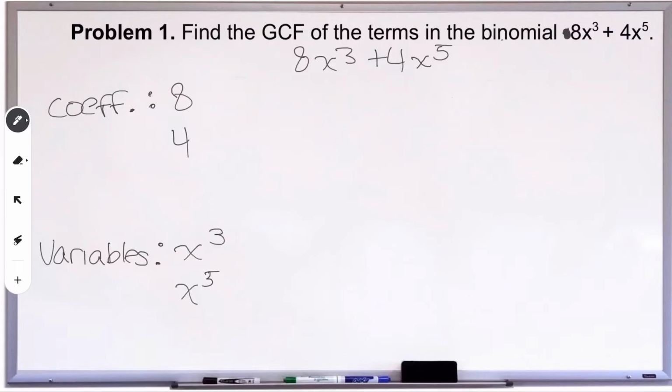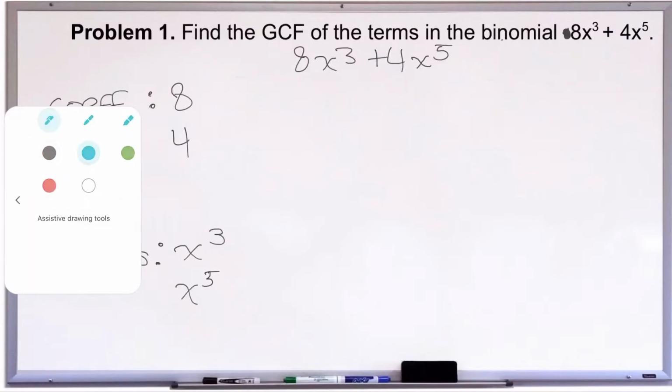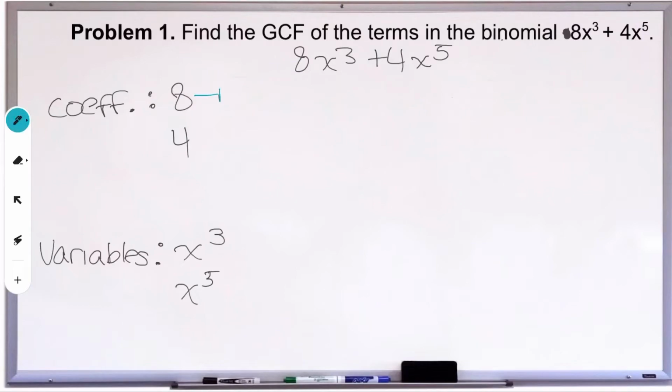So starting with my two coefficients, I want to find my GCF. So I'm going to list out all of my factors. My factors of 8 are 1, 2, 4, and 8. These are all factors because you could multiply any number on this list by another number and get 8. And my factors of 4 are 1, 2, and 4. Again, these are all factors because you can multiply any two numbers on this list and get 4.